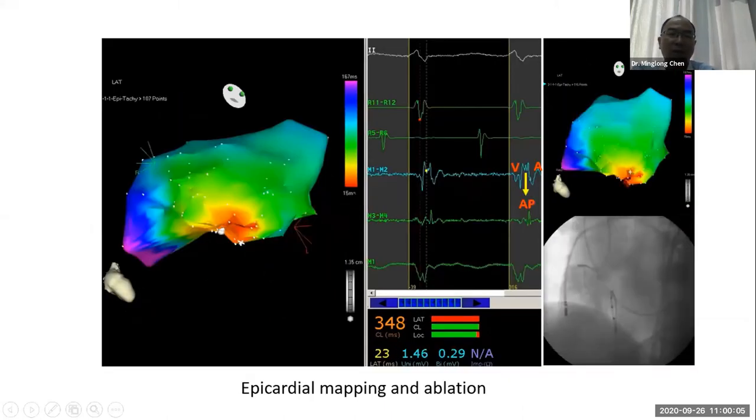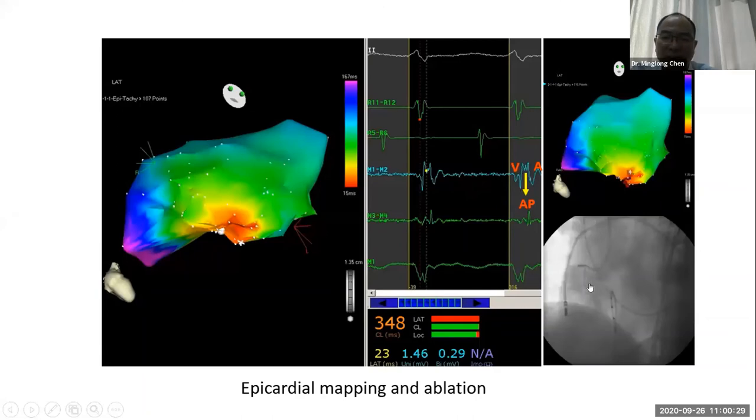And then we decided for the sixth time to do the epicardial map. You can see here, we do the epicardial puncture to the pericardial sac. This is the ablation catheter and the earliest activation area. So you can see here, this is really the earliest activation. And you can see the beautiful accessory pathway potential between V and A.